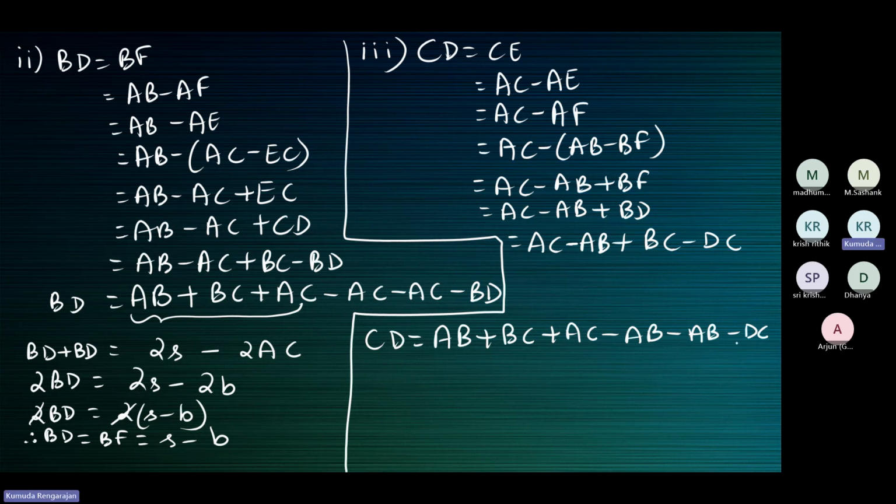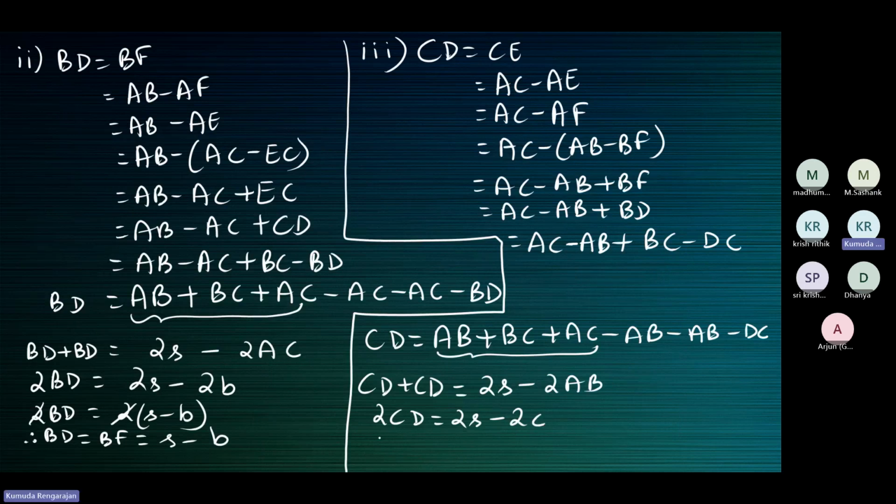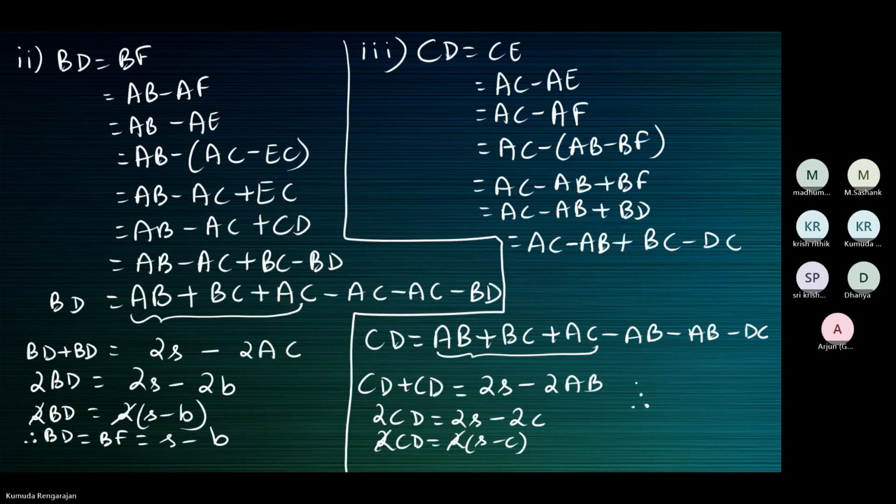So now this CD, transpose it. So CD plus CD, DC or CD, this one is 2S minus 2AB. So 2CD is equal to 2S minus 2AB, and AB is given to be c. Take out 2 common. S minus c. Therefore CD is equal to CE, because tangents from the external point to the circle are equal. So CD is equal to CE is equal to S minus c.